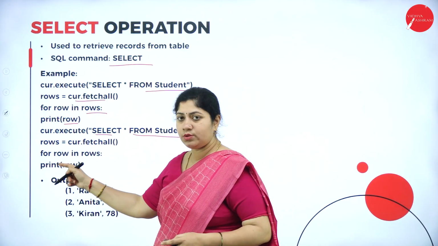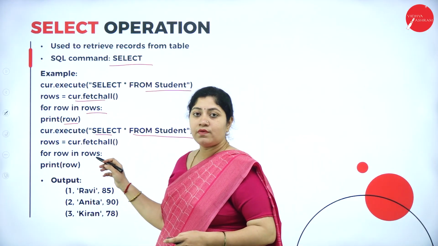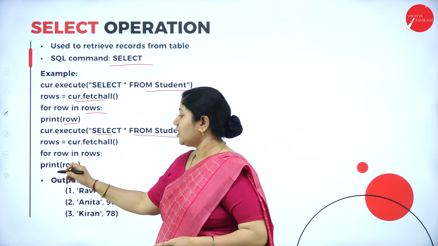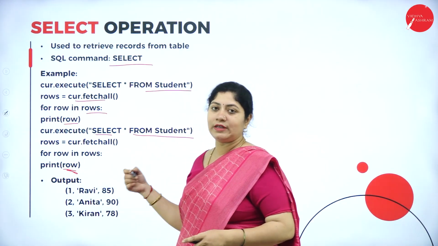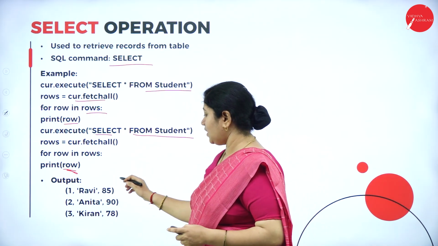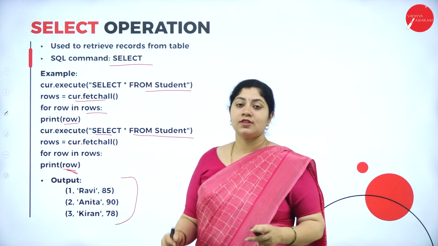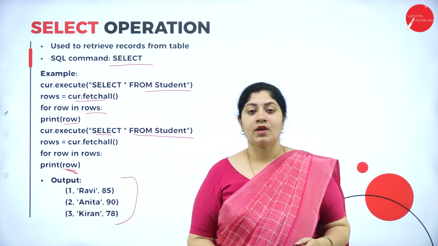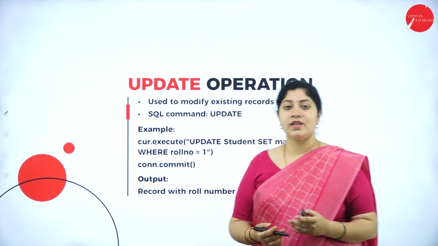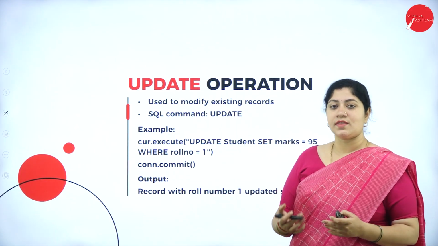It will be stored into rows, followed by a simple for loop in order to go through the rows and finally print the rows. So after execution of this, at the output, we will be getting the selected student details.